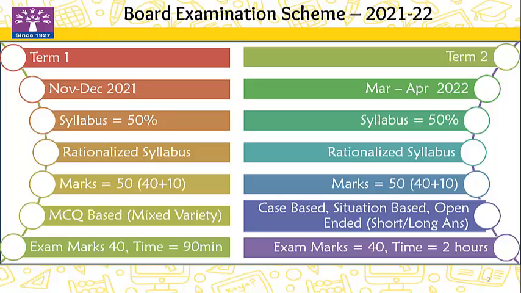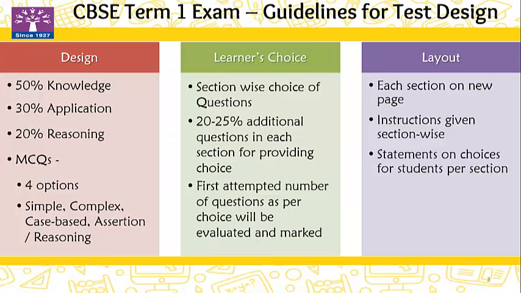Once again, in term 2 also, the examination will be of 40 marks for each subject and 10 marks will be for internal assessments. In term 1, the examination will be of 90 minutes and in term 2, it will be of 2 hours. The marks of term 1 and term 2 will be distributed to the overall score of the student for that year. Let's move on to see how the papers will be designed.